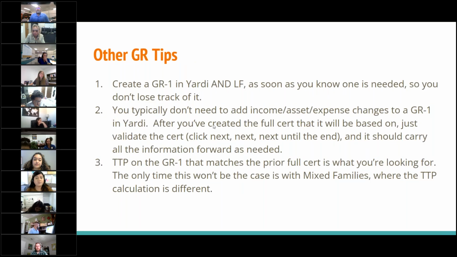So some other tricks. One, anytime you know that you're going to need a GR1, go ahead and create it, not only in Yardi, but also in Laserfish. And I'd say mainly for Laserfish, right? So you have something to track, you have something in the future, you know that you'll need this folder. Once you have that retroactive IRA or whatever it is, once you have it ready, you can go ahead and print the GR correction too, and have the resident sign both at the same time.